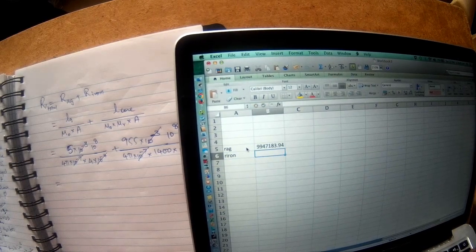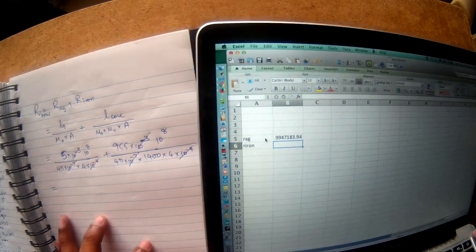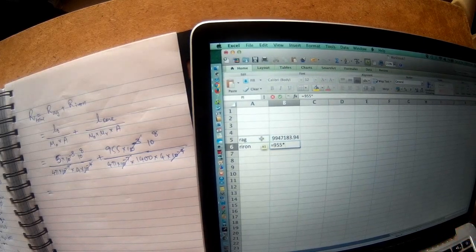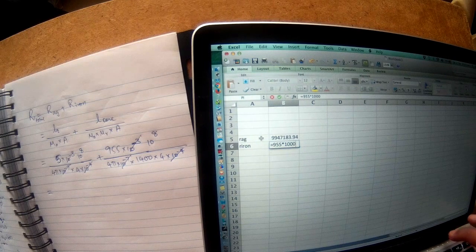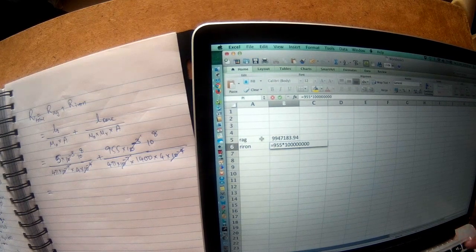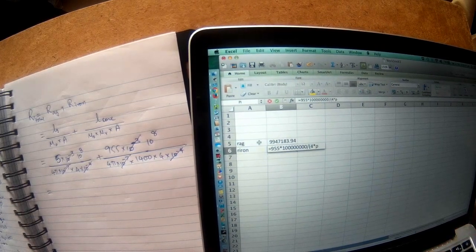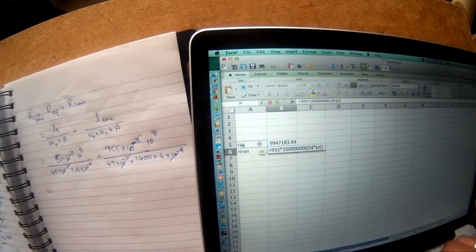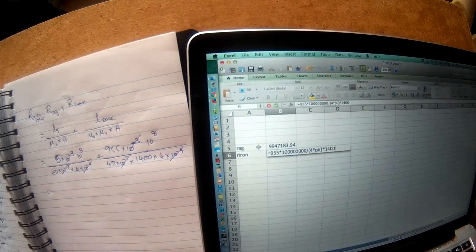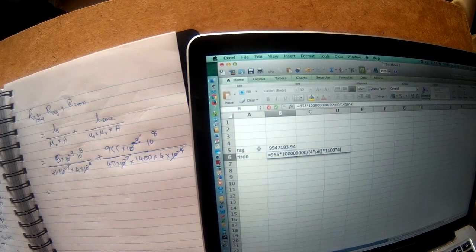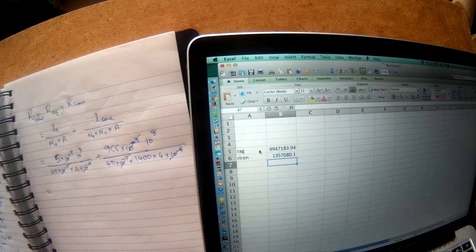So that is again 955 multiplied by 4, 5, 6, 7, 8, divided by 4 into pi into 1400 into 4 again. So this is the reluctance of iron.